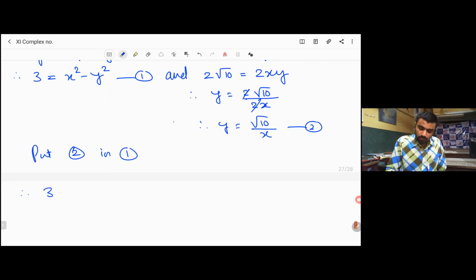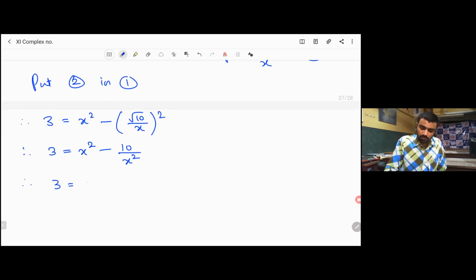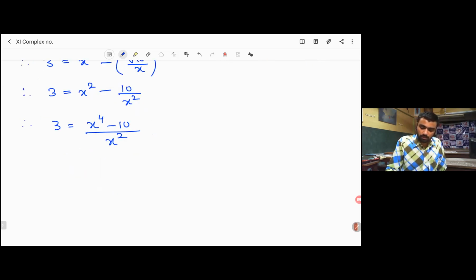So it becomes 3 is equals to x square minus root 10 upon x whole square. Now further you have to solve. What does x square minus root 10 upon x whole square become? Root 10 whole square is 10, upon x whole square, x square. Now do cross multiplication in the right hand side. It becomes x raised to 4 minus 10 upon x square, and this x square you transfer to the left hand side, so it becomes 3x square is equals to x raised to 4 minus 10. Therefore x raised to 4 minus 3x square minus 10 is equal to 0.